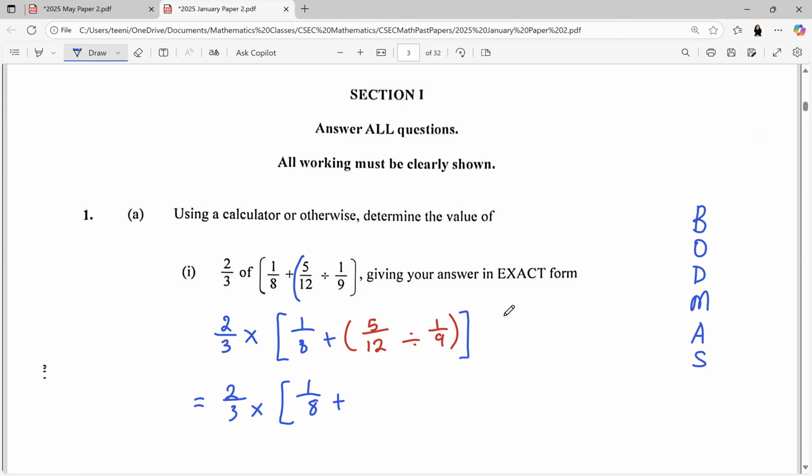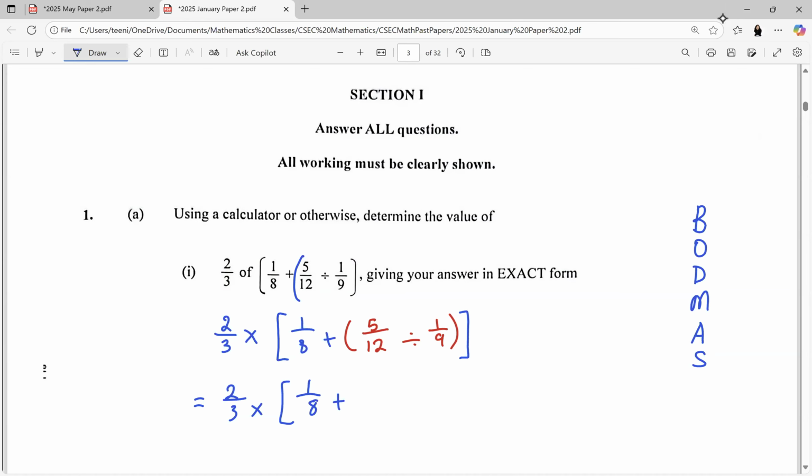Josh Perez, did you check it? Miss, I got an error. Try again: 5/12 divided by 1/9. Faith, did you get it? Oh, Miss, I got 3 3/4. Right. What about you, Faith and Joshua?